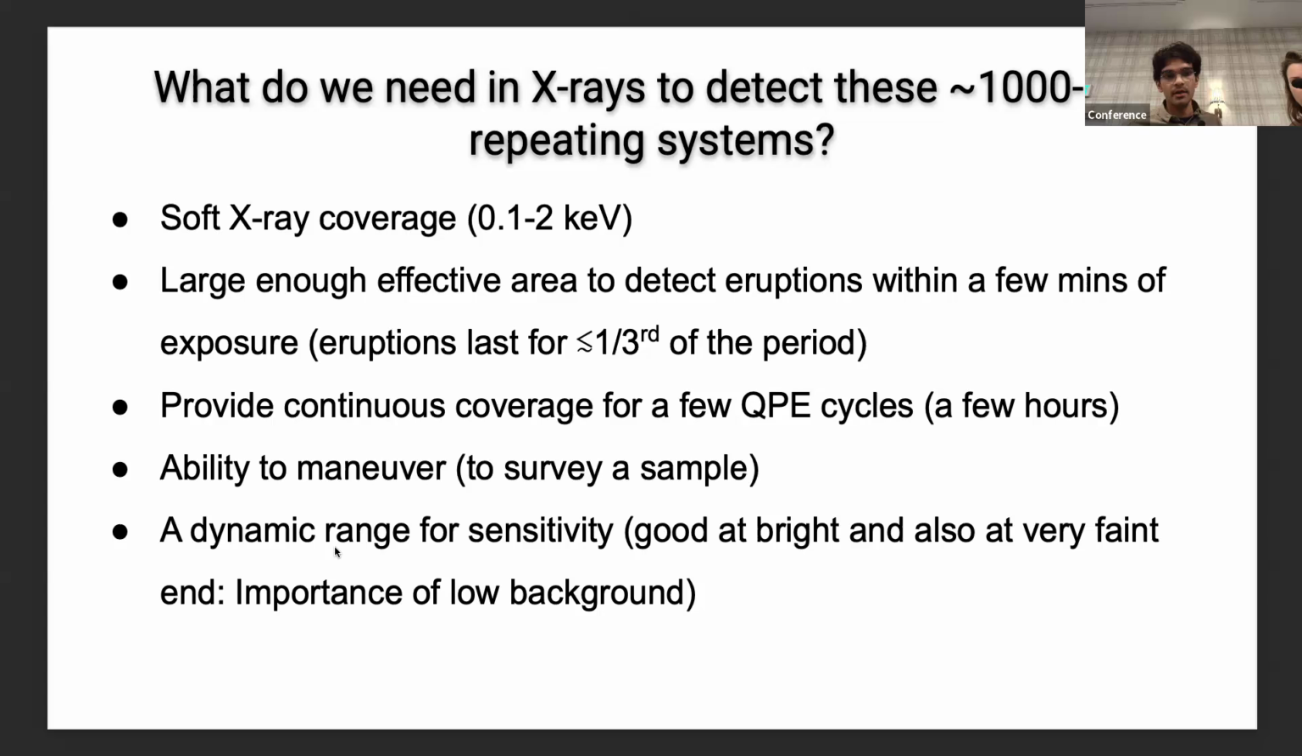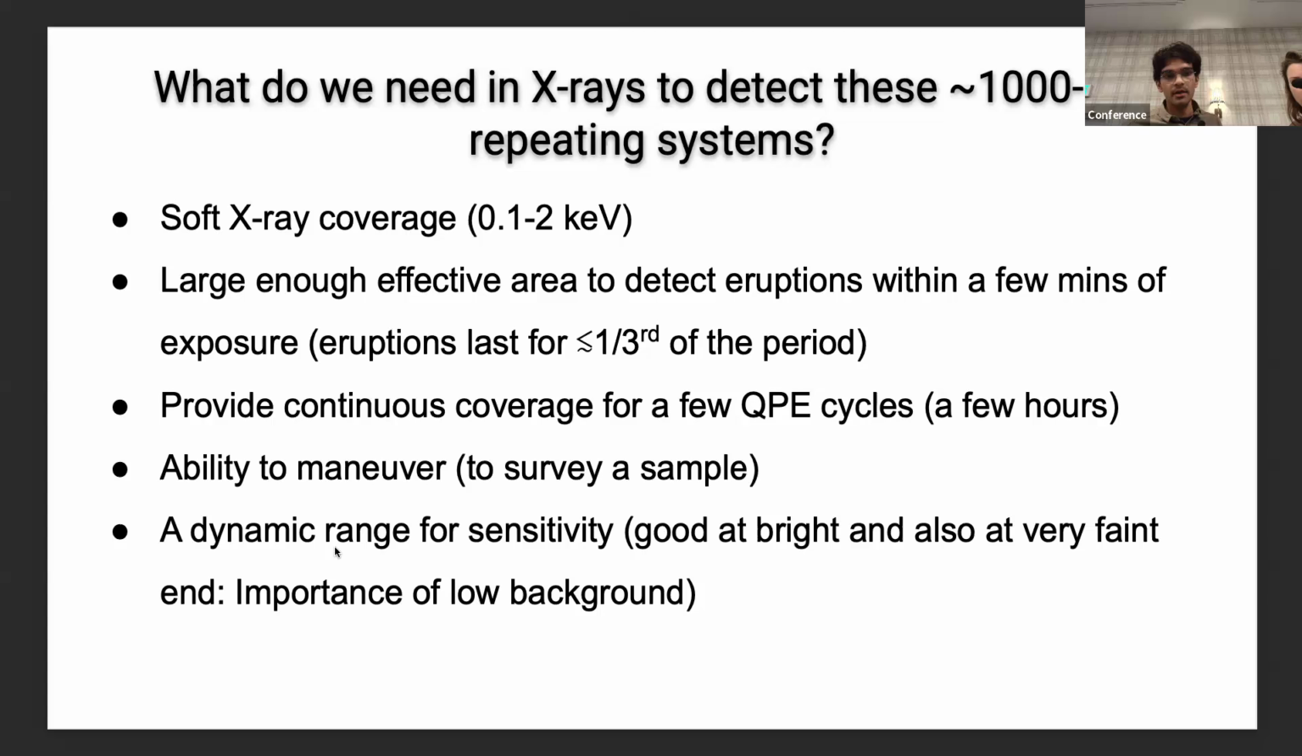So the main point is if you really want to have these systems, the QPEs, detect gravitational waves, you really want the QPEs that have a time scale on the order of 1,000 seconds. So how can you detect something that repeats every 1,000 seconds?